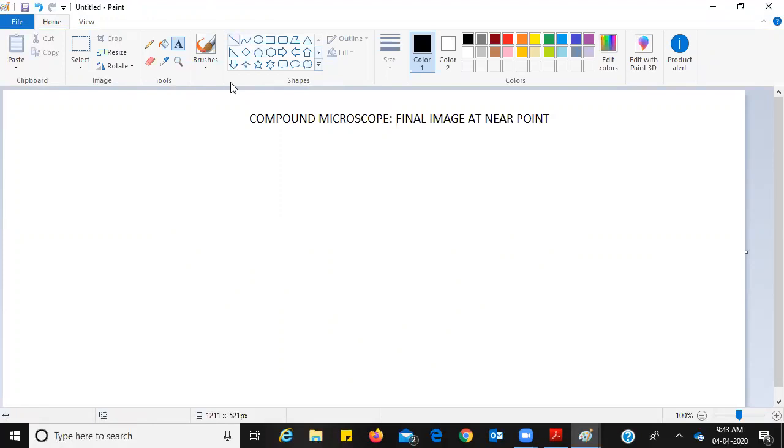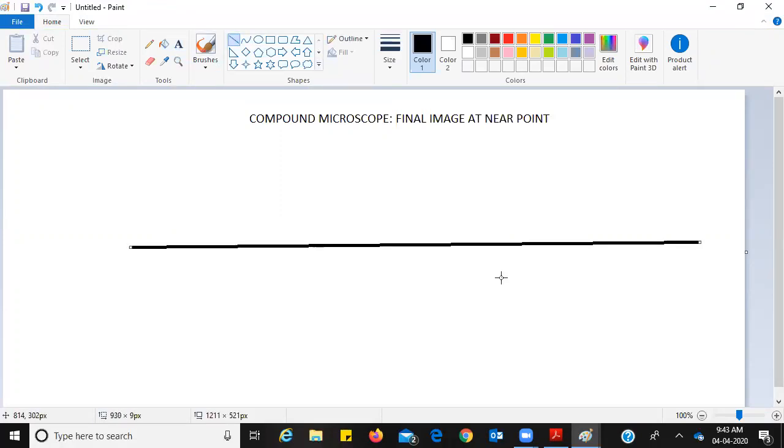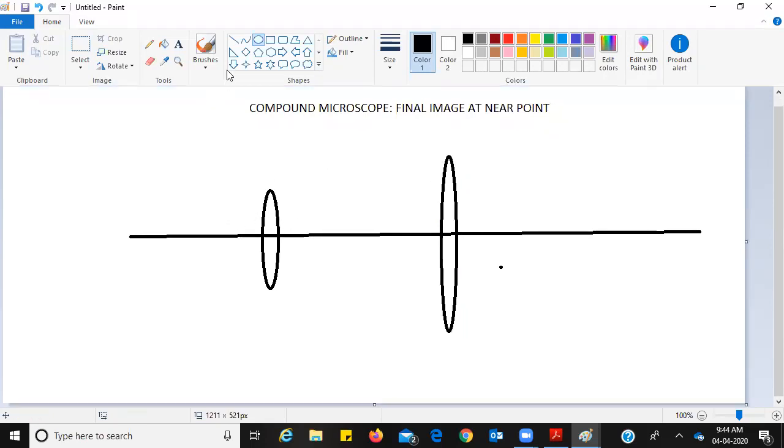So first here what I do, I draw the principal axis. I'm fixing both lenses. The lens 1 is here. The lens 2 is here. I think your second lens has to be a little large in size compared to the first one. Yes, sir. Then I'm keeping the final image first. This is a final image.